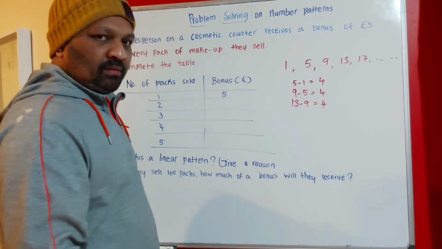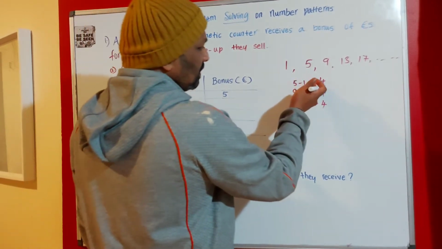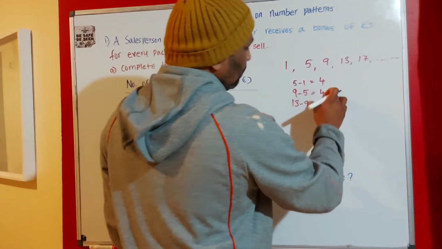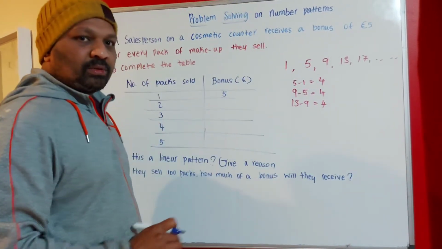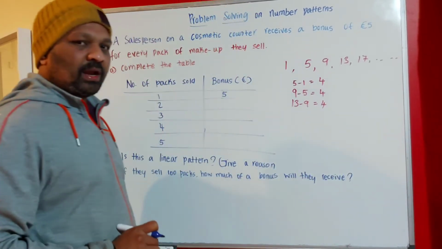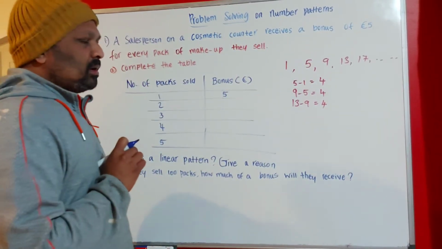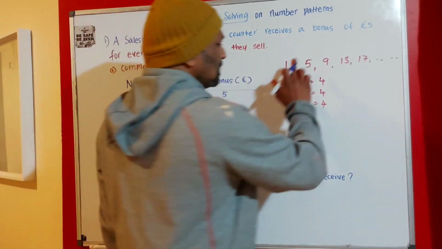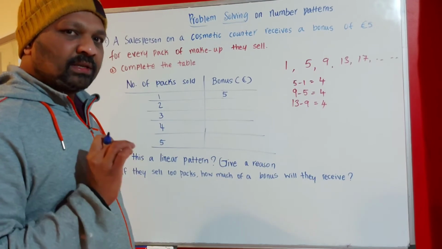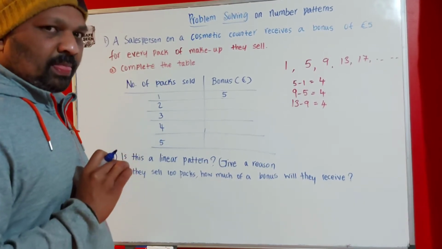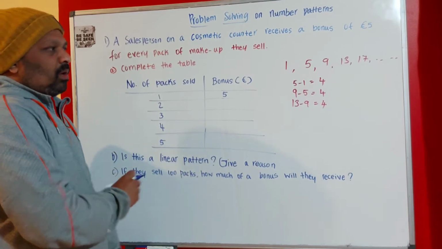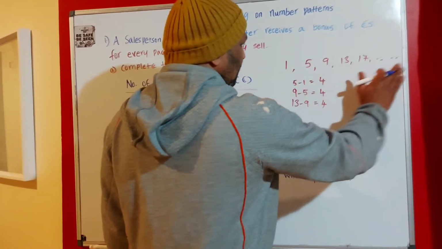While calculating the difference between two consecutive terms, we continuously get 4, 4, 4, 4, which is common across our entire sequence. This is called the common difference. If the common difference is the same, then that series is said to be an arithmetic series or arithmetic progression. That is how we define it.